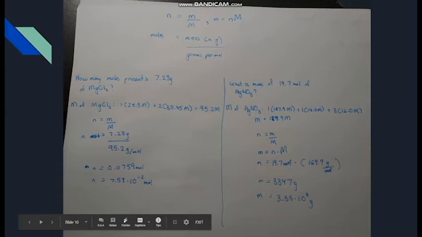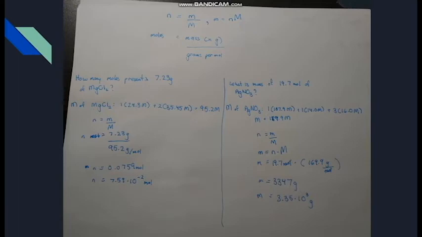Looking at the mass of 19.7 moles of silver nitrate, the molar mass of silver nitrate is going to be 1 multiplied by the molar mass of silver, 107.9, and then we add the molar mass of nitrogen multiplied by 1 because there's only one atom of nitrogen, and then we add the molar mass of oxygen, but we multiply this by 3 because we have 3 atoms of oxygen present in the compound of silver nitrate. Adding these three together, we get 169.9 grams per mole.